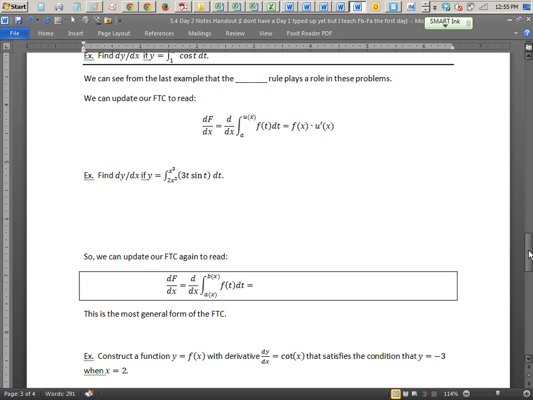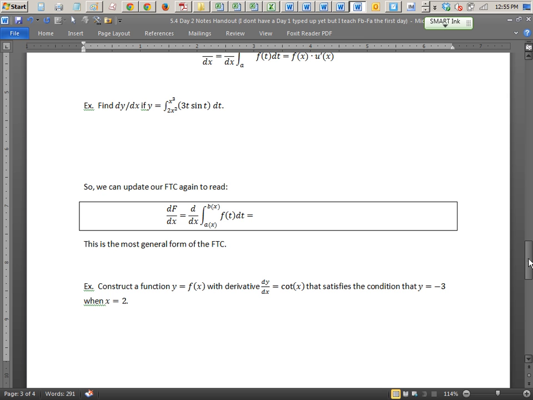Find dy/dx if y equals the integral from 2x squared to x cubed. Notice there's no constant at all in our limits of integration. See that? So this problem is just a little bit different. So let me try to help you understand it geometrically.